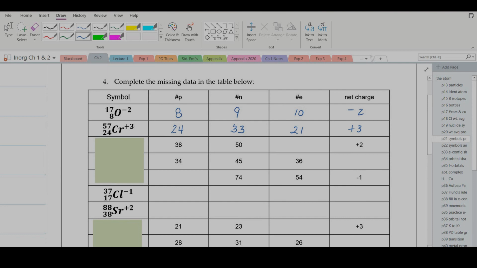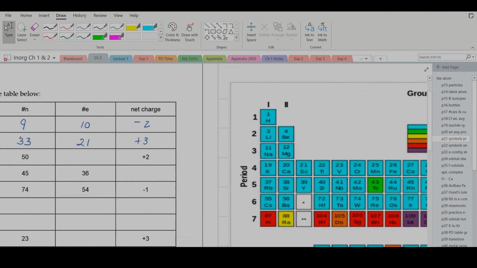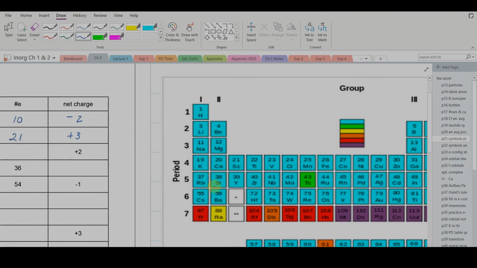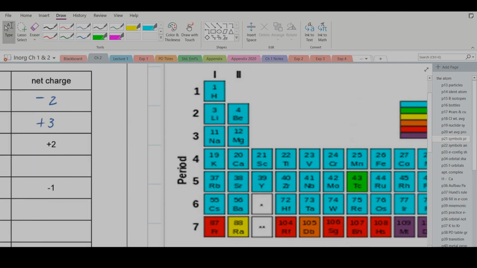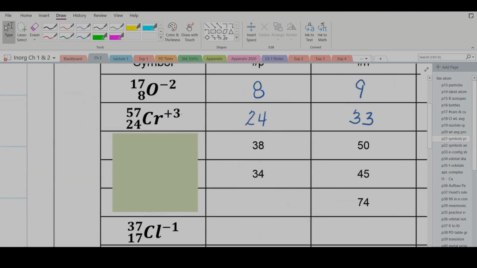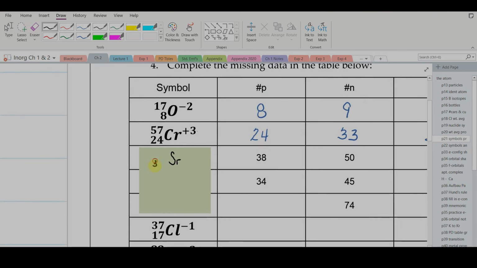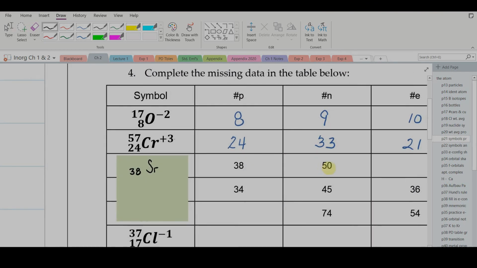Try this one. The element has 38 protons. Now I don't expect you to memorize these. I'll give you a table, something like this, that you can look it up on. 38 right here, this is strontium. So the symbol would be strontium, and the number of protons is 38. And the number of neutrons is 50. So 50 plus 38 makes 88 nucleons.